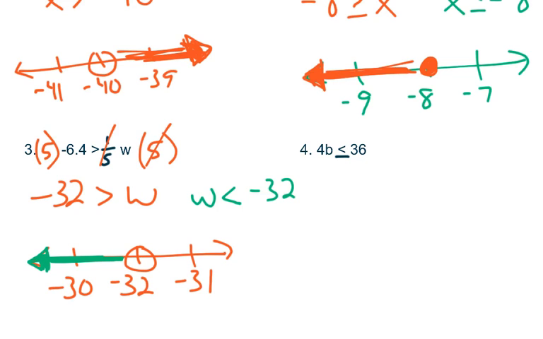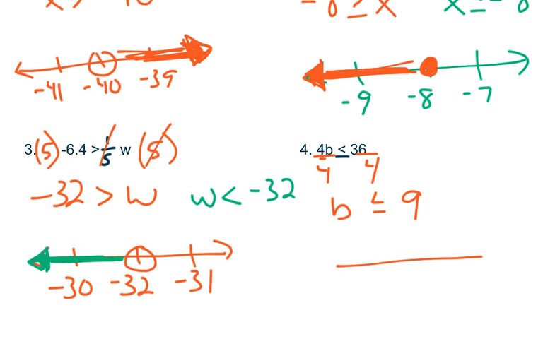Okay, and then the last one, 4b is less than or equal to 36. I'm taking b and multiplying it by 4. So to undo multiplying again, I'm going to divide both sides by 4. 36 divided by 4 is 9, and then my inequality sign stays the same.